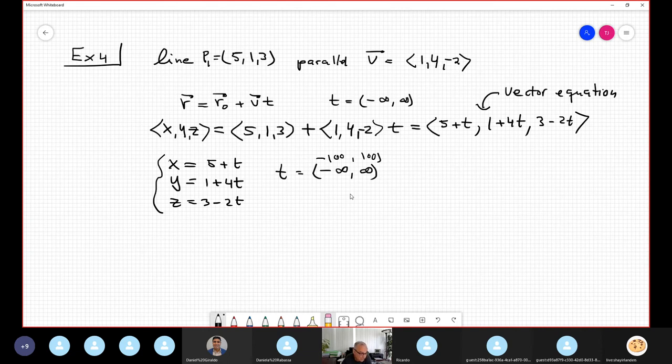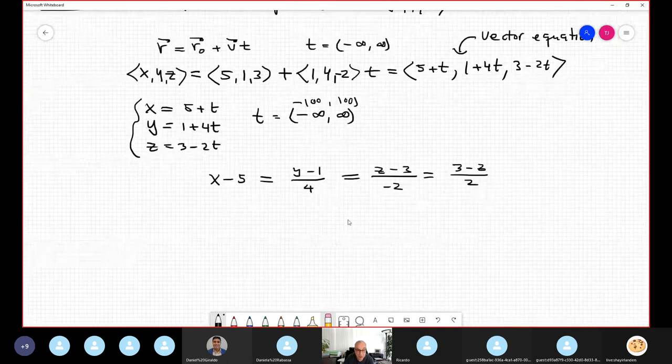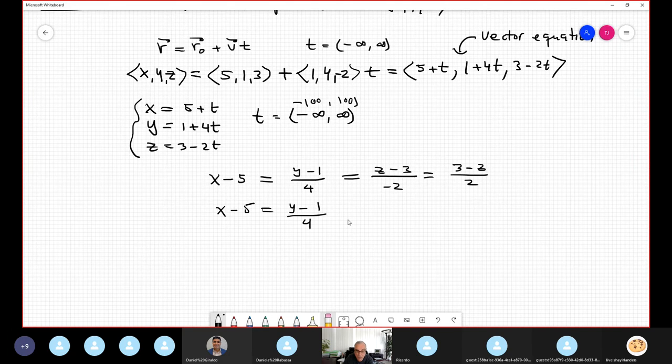The symmetry is easy because you isolate the parameter. So you eliminate the parameter. It says x minus 5 is equal to t, y minus 1 over 4 is t, and z minus 3 over minus 2, no? Much better, at least for me, is 3 minus z over 2. Okay, let me write. This is the symmetric equation: x minus 5 equal y minus 1 over 4 equal 3 minus z over 2. Everyone follow me so far? Yes or no?